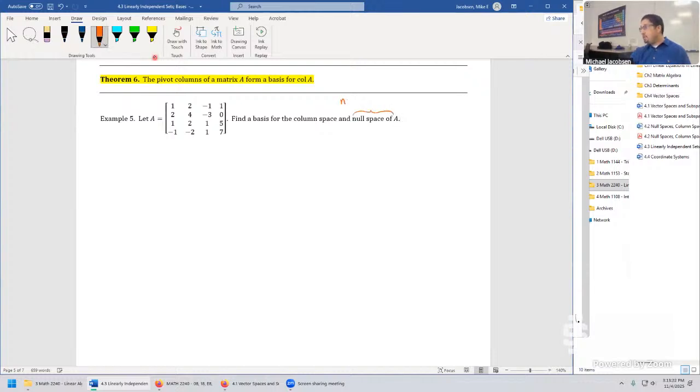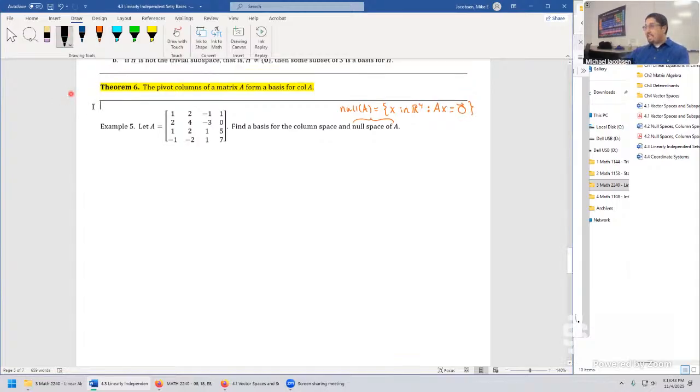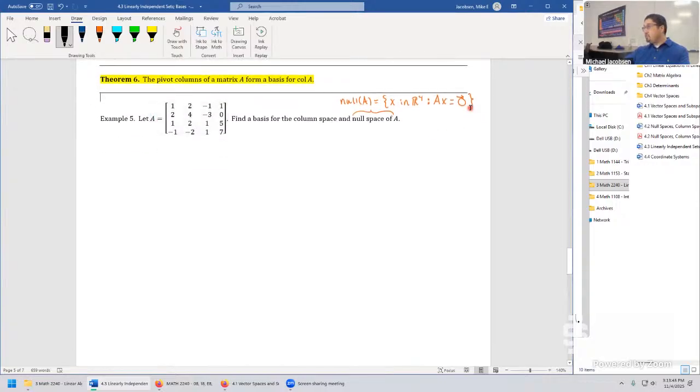The null space of A, written as null A, is a set of all vectors X in R4, because there are 4 columns in this particular matrix, such that AX equals a 0 vector. That means we automatically take this matrix A and augment it with a 0 vector right here. This is finding the null space. So the augmented matrix will look like this: A augmented with a 0 vector. That's tying together these two parts.